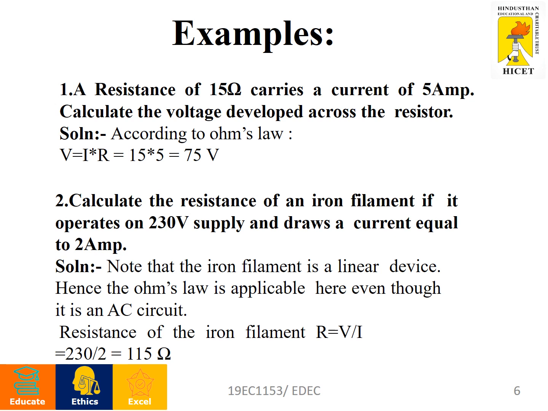And see the second problem. Calculate the resistance of an iron filament if it operates on a 230 volt supply and draws a current equal to 2 amperes. Note that the iron filament is a linear device, so Ohm's law is applicable here even though it is an AC circuit. Here we are going to calculate the resistance value. According to Ohm's law, R equal to V by I. The voltage value and the current value are given in the problem itself, so we can substitute the two values. V equal to 230 volt and I equal to 2 amps, which is equal to 115 ohm.